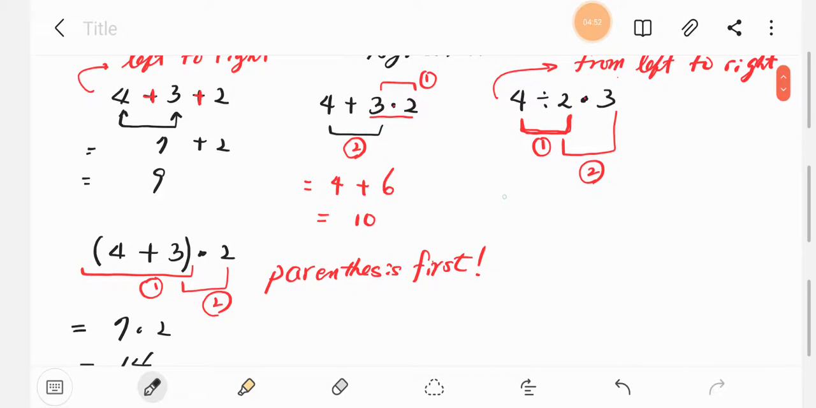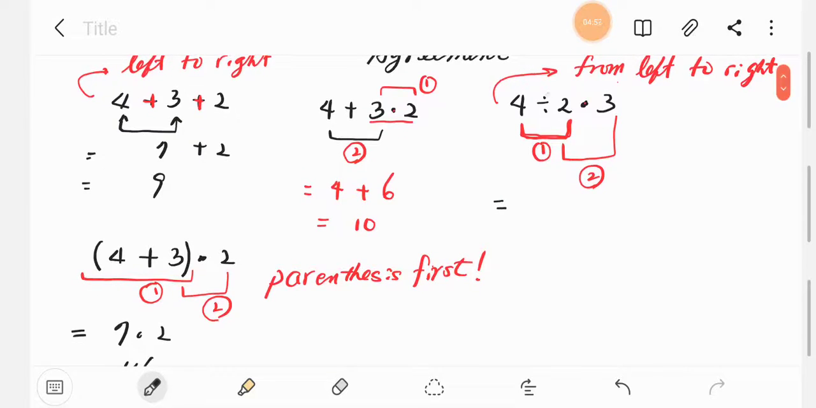Okay, how about this one? I forgot this. So in this case, left to right. Simplify from left to right. So 4 divided by 2 is 2, times 3, which is 6. Get it? This is very important.